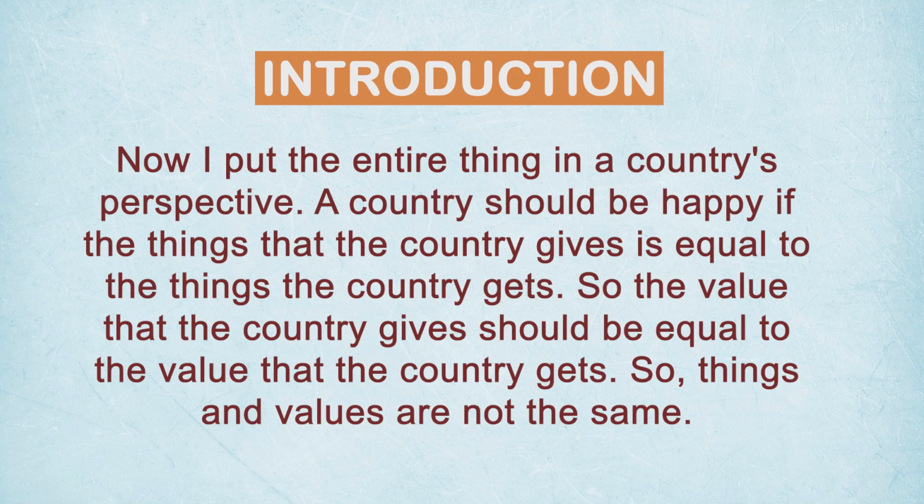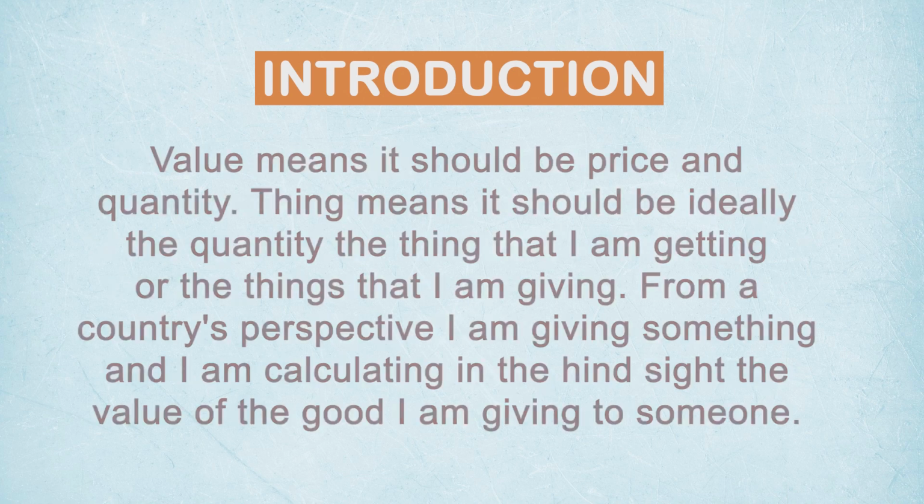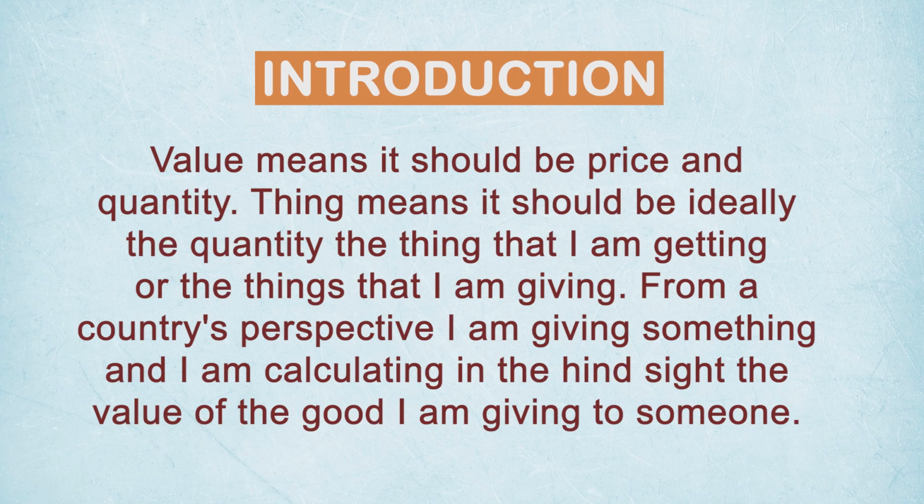Now, I put the entire thing in a country perspective. A country should be happy if the thing that the country gives is equal to the thing that the country gets. So the value that the country gives should be equal to the value that the country gets. So thing and value, these two things are not same. Value means it should be price and quantity, and thing means it should be ideally the quantity of the thing that I'm getting or the thing I'm giving.